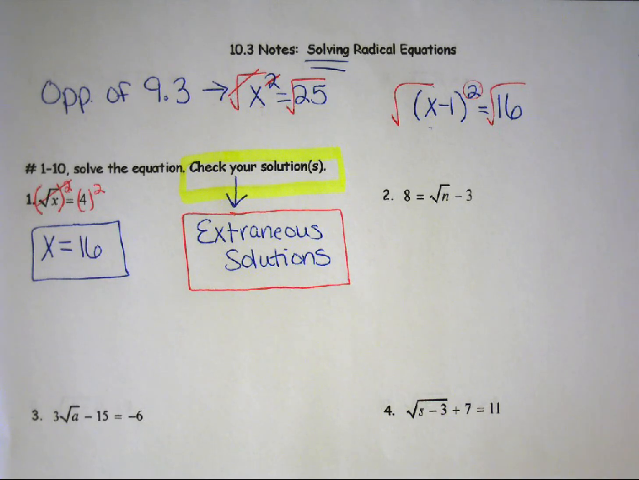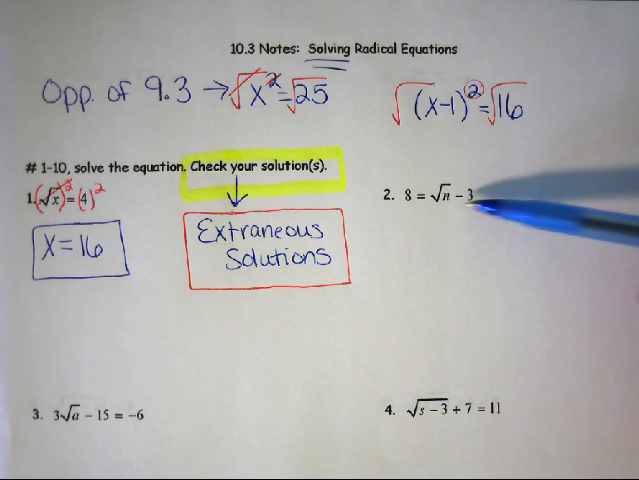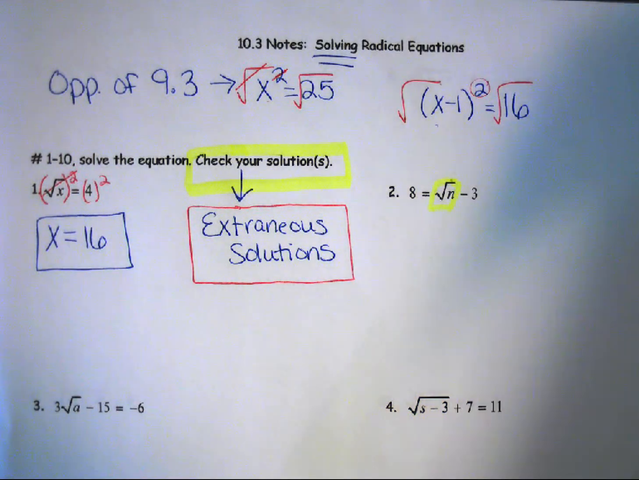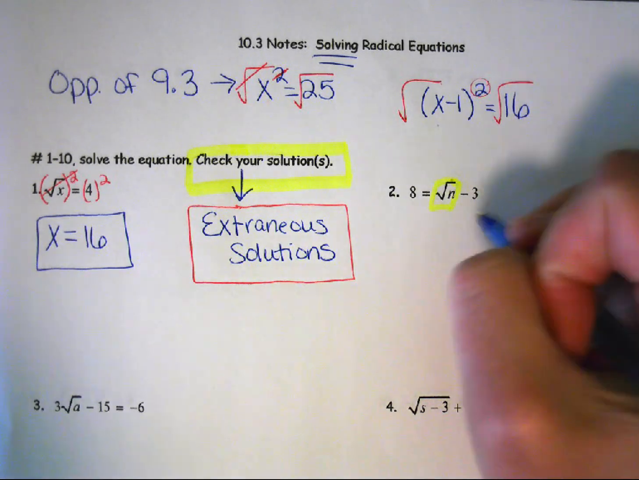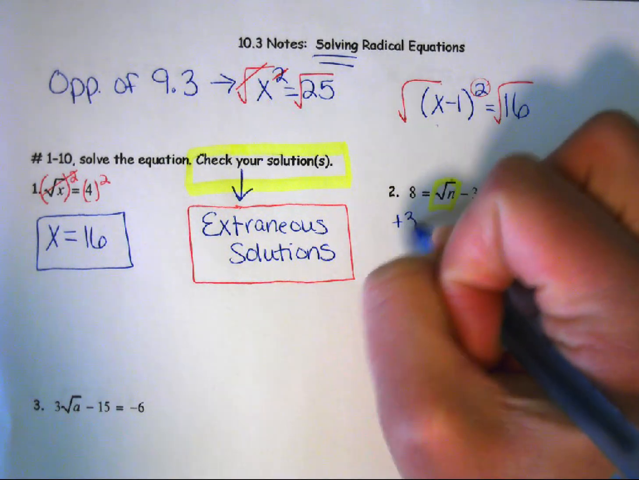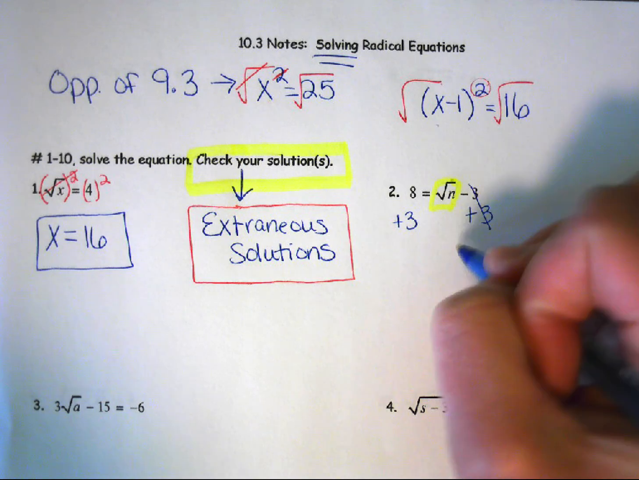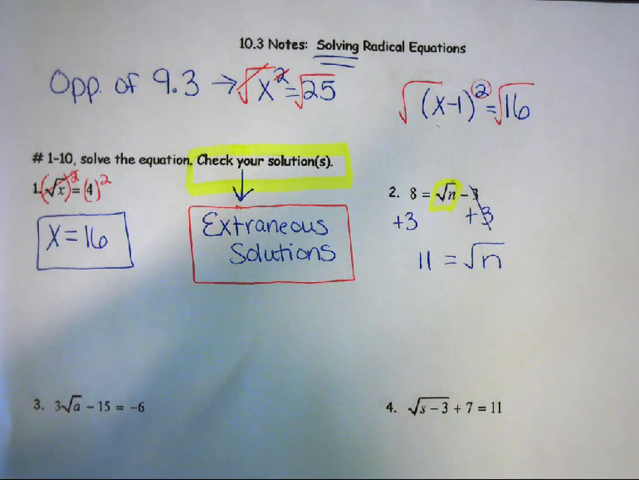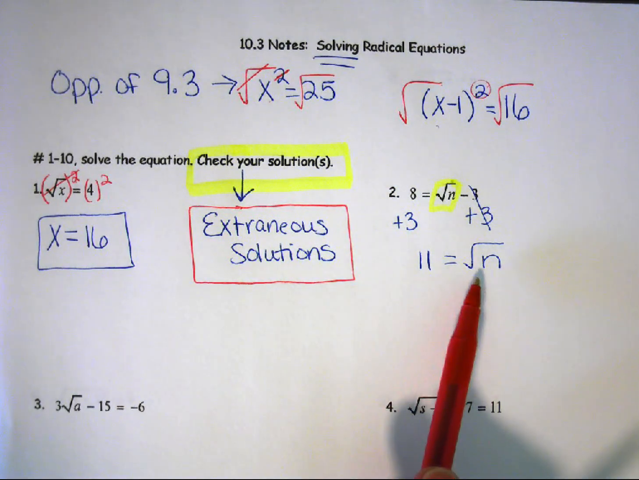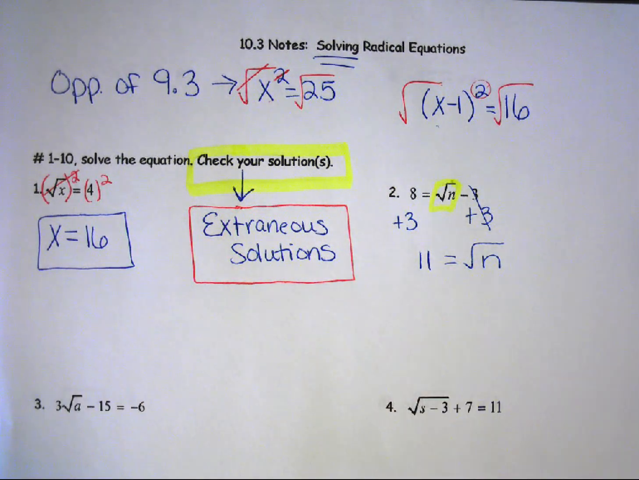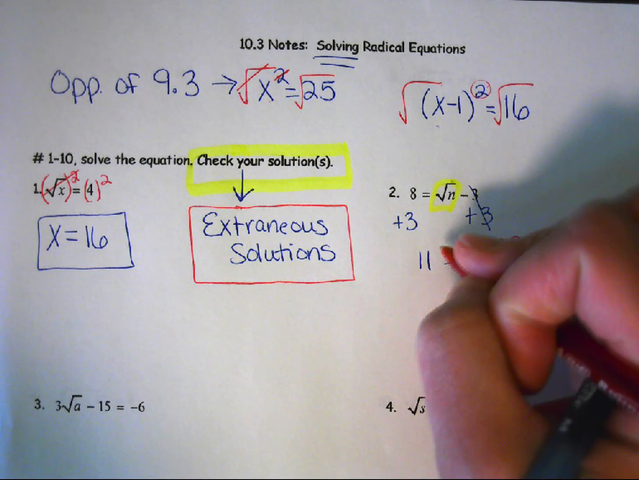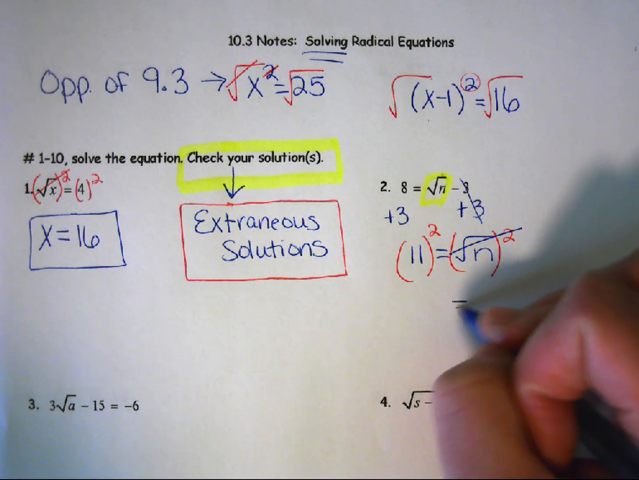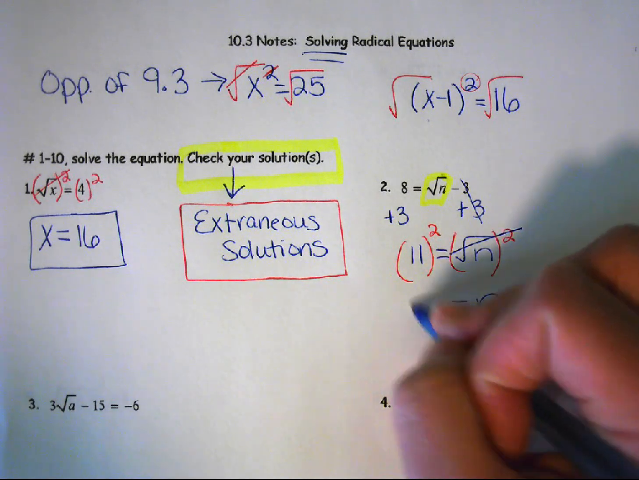So let's take a look at number 2. On number 2, I have to work to get this alone. My whole goal here is to isolate this radical. So the first thing I'm going to do is move the 3 to the other side. Now these will cancel and I have the radical isolated, and on the left side I have an 11, and now this problem looks just like number 1. I've got the radical isolated so I can just square it. If I square a square root, it cancels, and then 11 squared is 121.